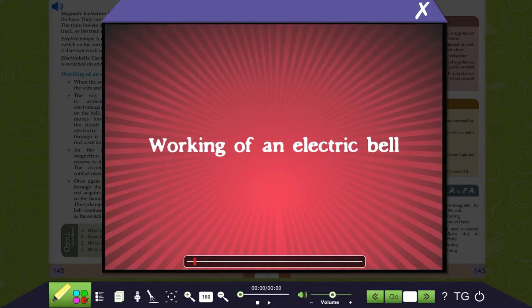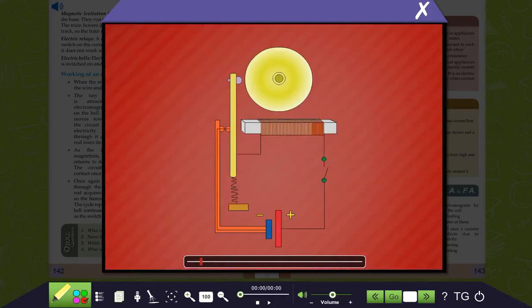Working of an electric bell. When the switch is pressed, the circuit is completed. The current flows through the wire and the iron rod becomes an electromagnet. The tiny iron hammer is attracted by the electromagnet and strikes the bell.